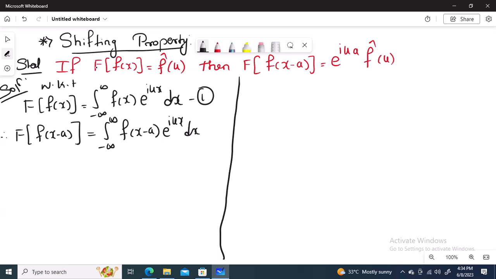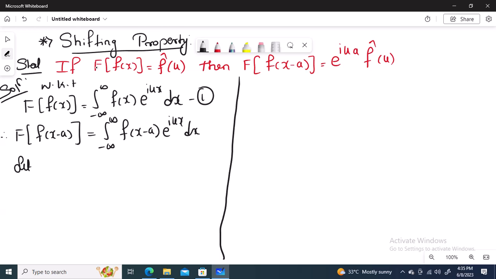Now again I have to simplify this by the substitution method. Because I need to prove the right-hand side, I cannot keep this as it is. I wanted to get this. How to get this? Based on the definition of the Fourier transform only. We need to convert this into the standard form of the Fourier transform.